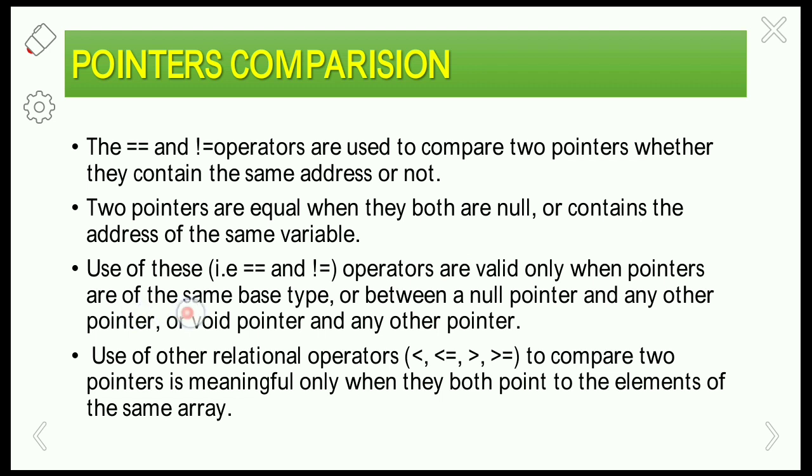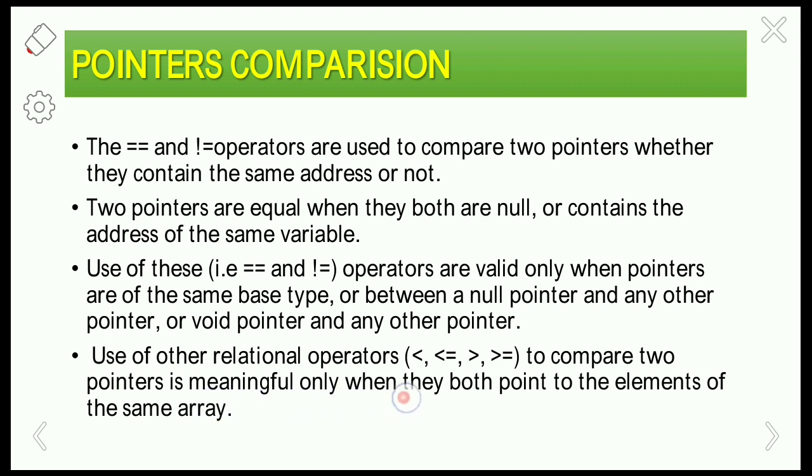And the next rule is that the use of equals to and not equals to operators is valid only when pointers are of the same base type. So here it must be the same data type, or between a null pointer and any other pointer, or a void pointer and any other pointer. So we can use the equality and not equality operators only for valid pointers of the same data type and base type, or when both the pointers are null or void, or any other pointers.